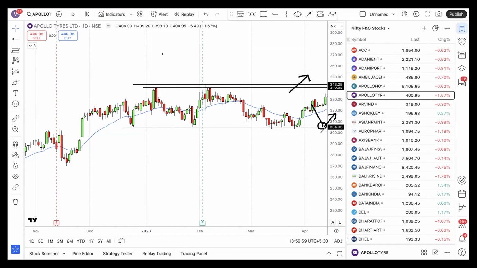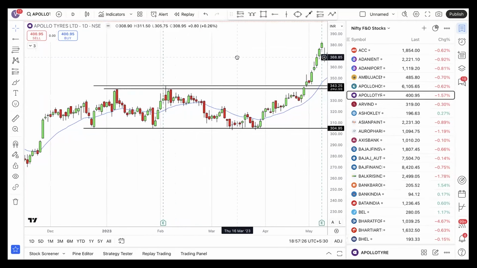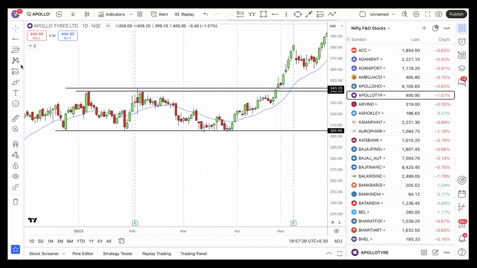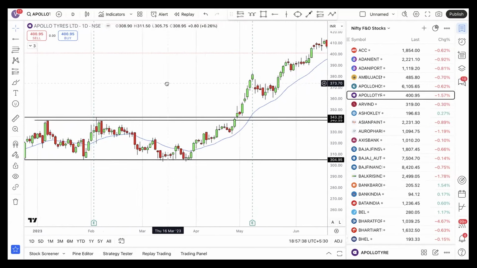If you are a pullback trader, then you will wait for price to come to the support. But if you are a breakout trader, then you will wait for the breakout to happen. And you can see that this is where the breakout happened. So it did not give a pullback here, right? But it made a breakout in this candle, and after that, it kept on going up, all right?